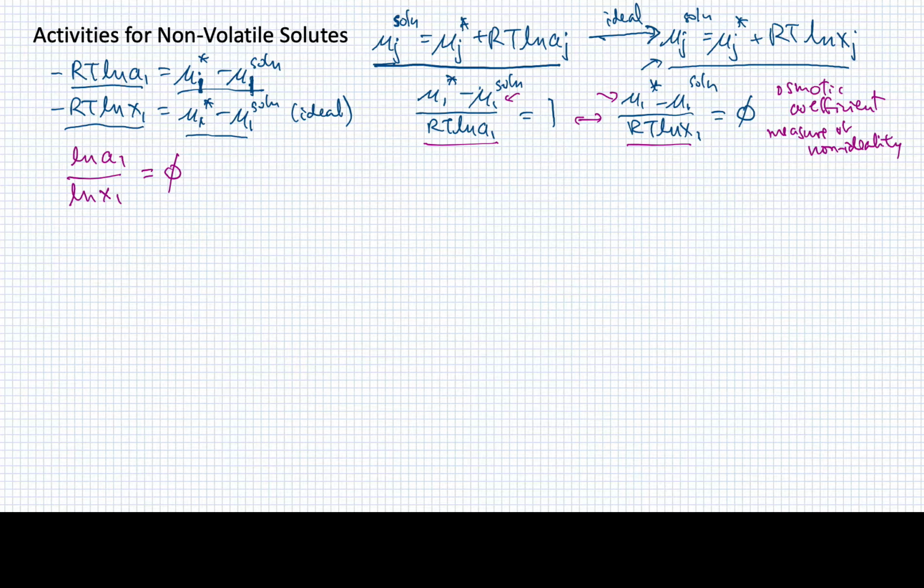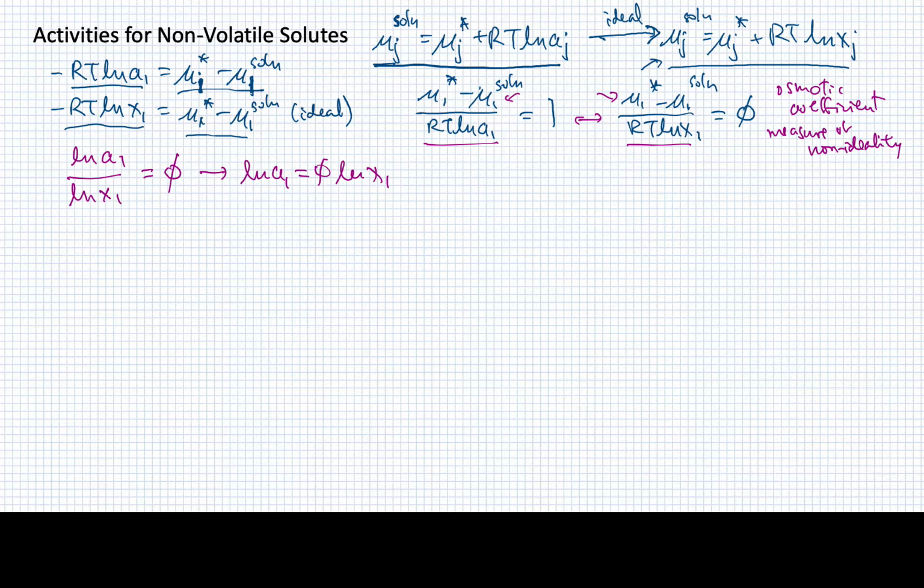So this is the means we'll use to evaluate the osmotic coefficient, or rather, the way we'll use the osmotic coefficient to get a handle on how to connect the activities of the solvent with the solute. Now let's see how that works. First of all, I'm going to unpack this a little bit and write it as: log of the activity is just the osmotic coefficient times the log of the mole fraction.